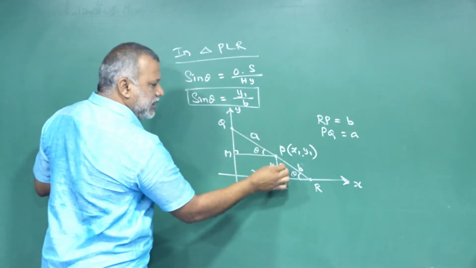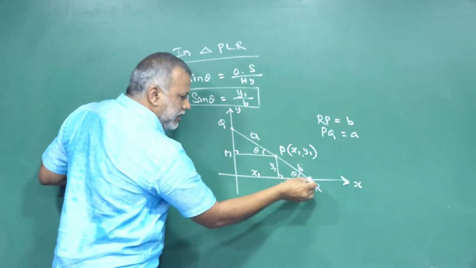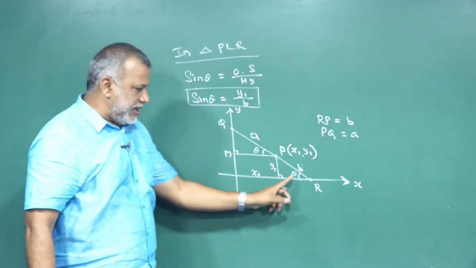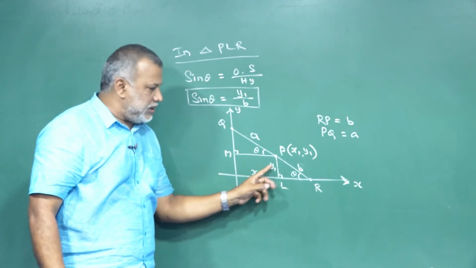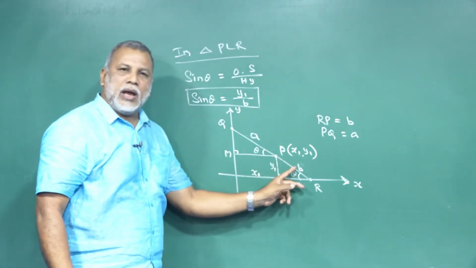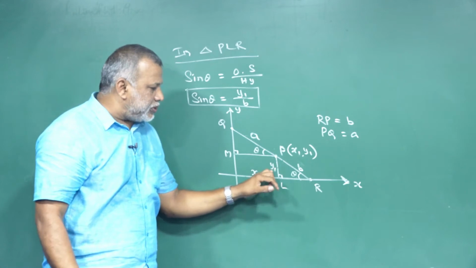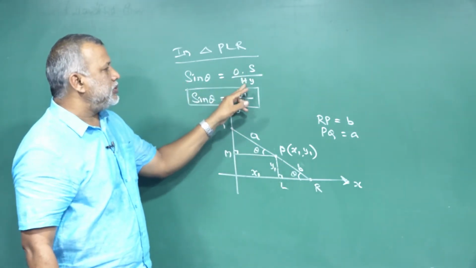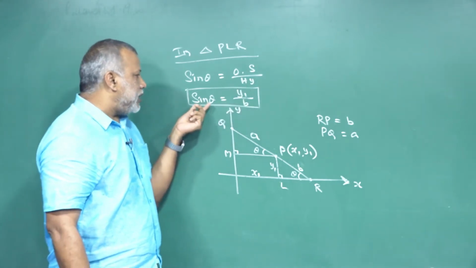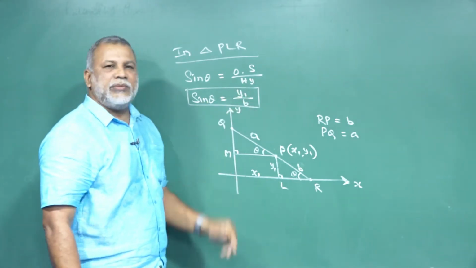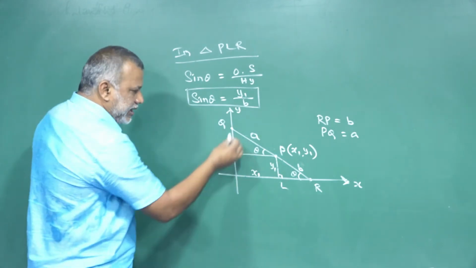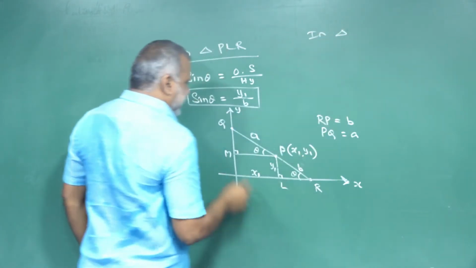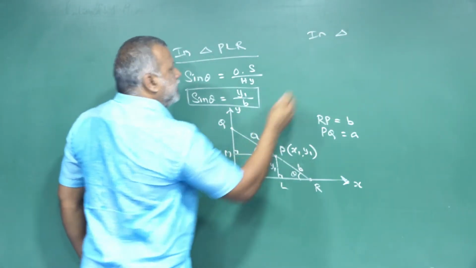So dear students, in this diagram PLR should be a right angle triangle. Here, for angle theta, this side is opposite and this side PR must be the hypotenuse. The relation between opposite and hypotenuse produces sine theta. So sine theta equals opposite by hypotenuse. Therefore, sine theta equals y1 divided by b. In the same way, see here, we have one more right angle triangle, QMP.